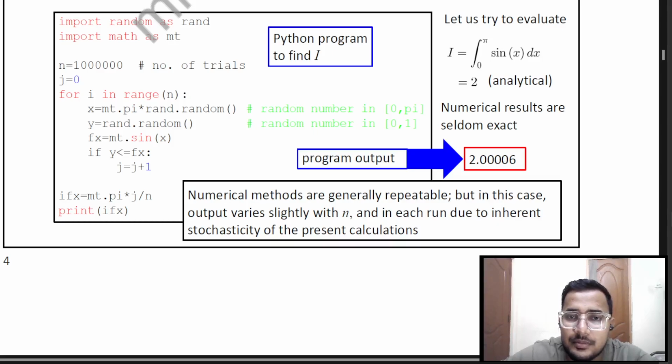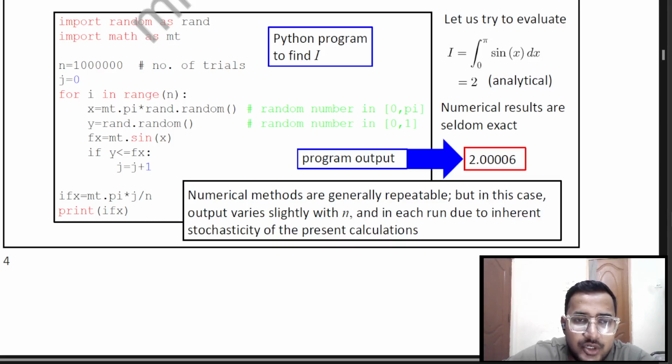Since our limit is from 0 to pi, x we have defined as np.pi times rand dot, so it can only vary between 0 and pi. And y, since for sin x the maximum value is 1 and the minimum value is 0, will oscillate between 0 and 1. Then we define the function, which is np.sin x, that is sin x.